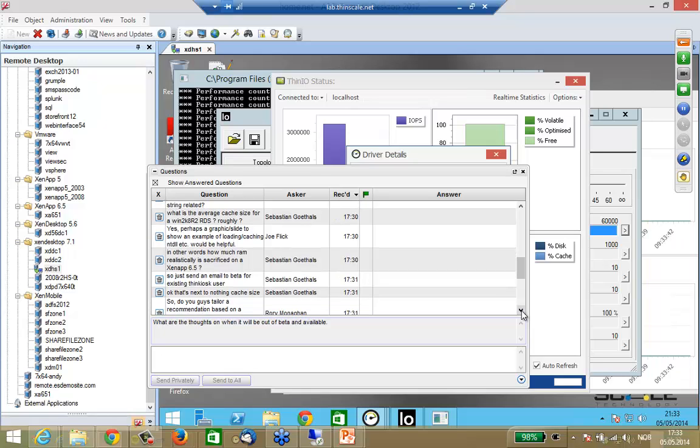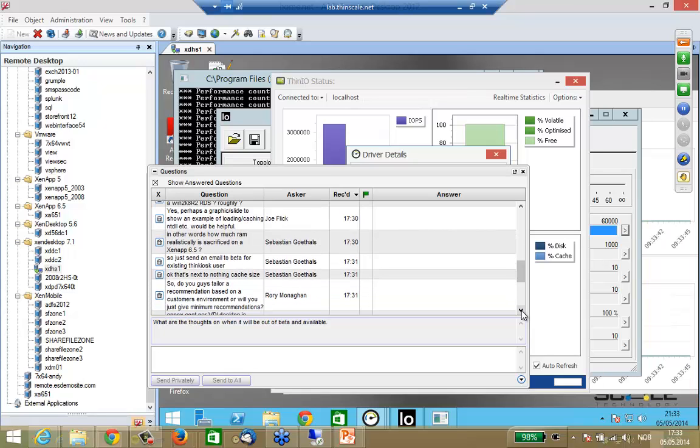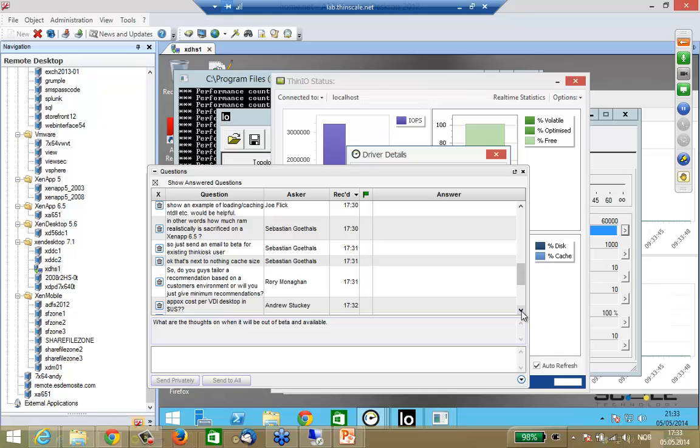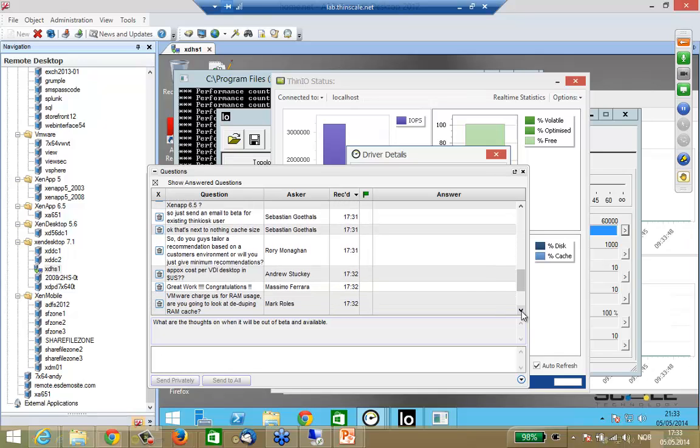So I think I've covered the cache size question. If you want to know more about that, please do email me. That's something I didn't cover off.